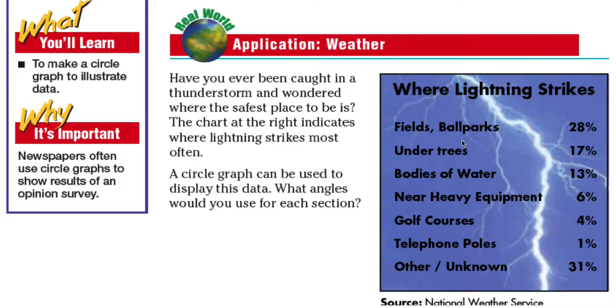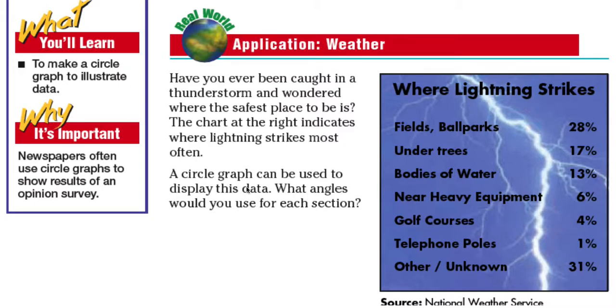So if we look at this one, according to the National Weather Service, lightning strikes fields and ballparks 28% of the time. Under trees 17%, bodies of water 13%, near heavy equipment 6%, golf courses 4%, telephone poles 1%, and others unknown at 31%.